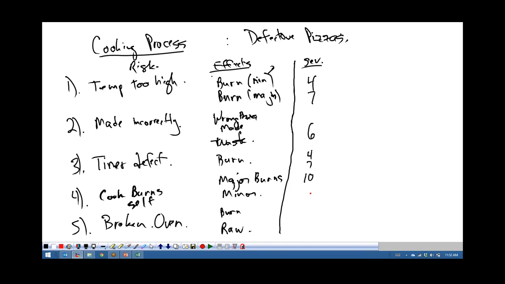All right, minor burns, that might be, I don't know, maybe a 5. Broken oven, again, if it burns, this could be like a 7. Raw, about the same. Okay, now I went really quickly, and I'll show you in just a moment some suggested scales.